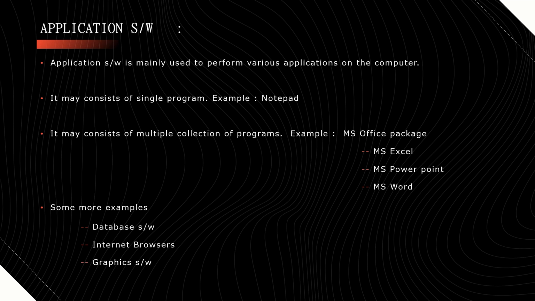We have some more examples also. Database software like Oracle, MS Access is used to store the data and perform some operations on the data. Internet browsers like Google Chrome, Firefox, Safari, etc. are used to access the internet. Graphic software. By using this graphic software, we can create, edit and save images in a variety of formats.